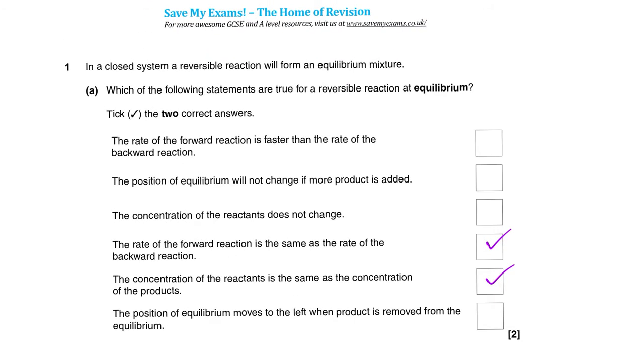In a closed system, a reversible reaction will form an equilibrium mixture. Write the following statements that are true for equilibrium. Okay, well, I want you to think equilibrium, equal, same. So it can't be number 1 because it's faster, so that's not the same. Number 2, it will not change if more product is added. Well, it will change because I'm changing a concentration. The concentration of reactants does not change. They're reacting. My 2 which are correct are the 2 with the same statement. My rate of forward and backward are the same, and my concentration are the same. Okay?